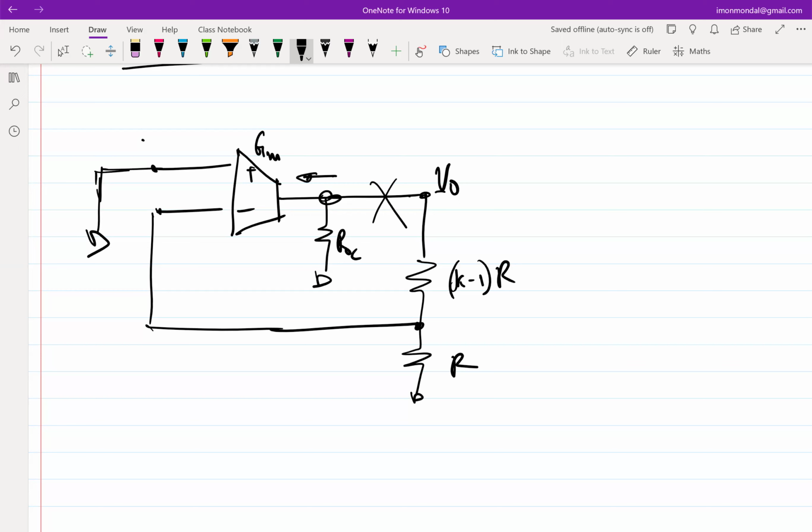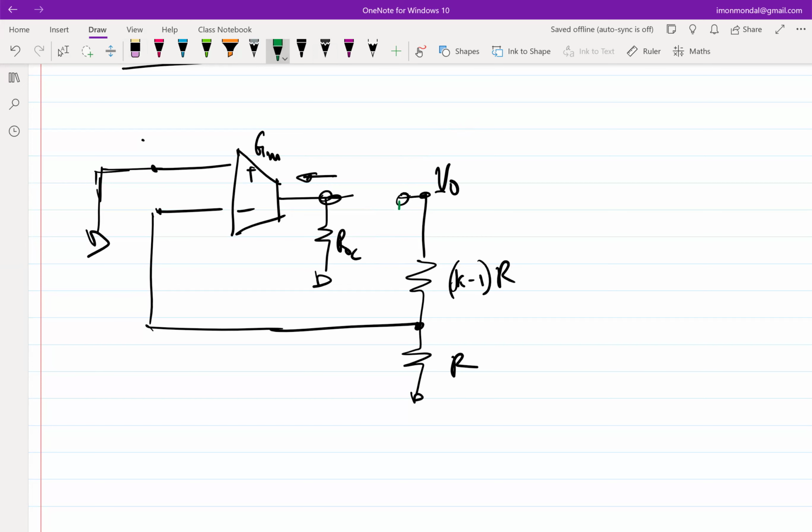So essentially, I want to break the loop and apply a test voltage. And all I have to ensure is that there is no loading. When I say no loading, what I mean is, let's say I break the loop here and I apply a test voltage here. And I will find out what is V return, where V naught is V return. This is V return. Let's say V test. Is this correct? No, why not? Yeah, so it's not in the direction of the signal flow, right? So you will not get whatever you are supposed to get. So this is not appropriate.